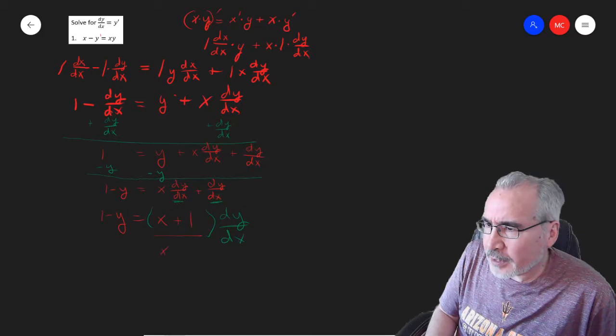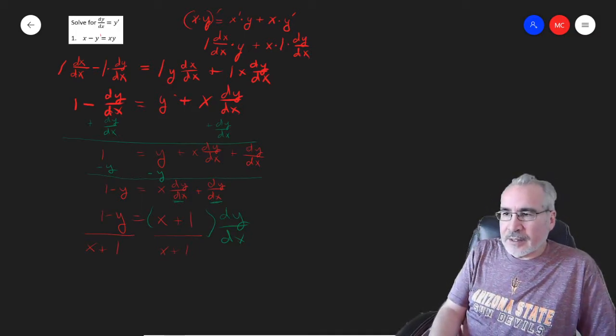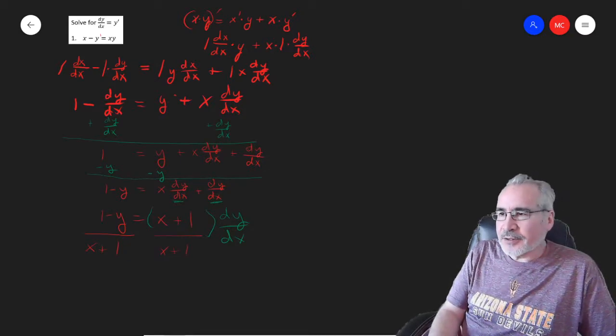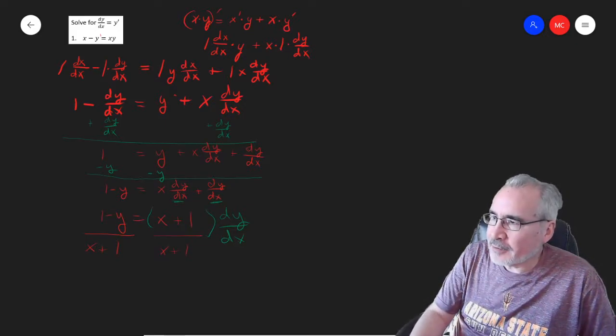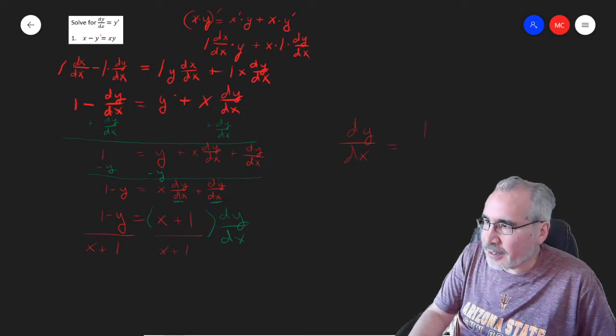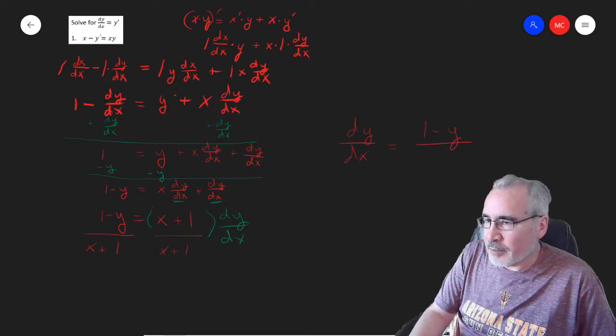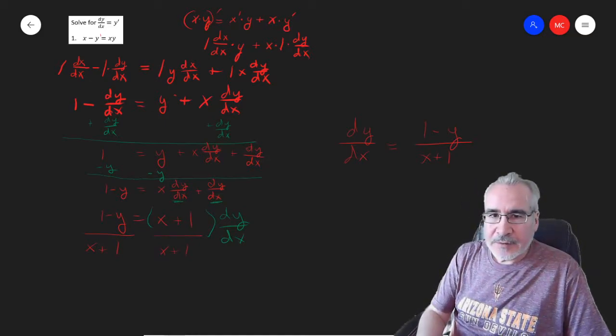Divide both sides by x plus 1. This is dy dx. Notice it still has y over here, so that never occurred before, right? We never got that the derivative of y with respect to x would have a y variable over here, but when we do implicit derivatives, we do. Okay, so this is our final answer.